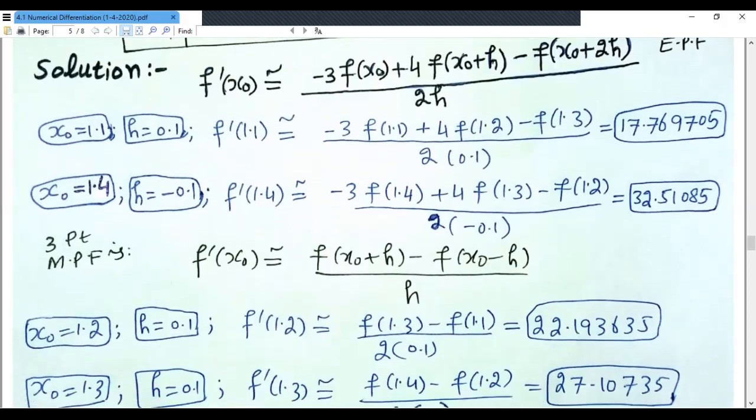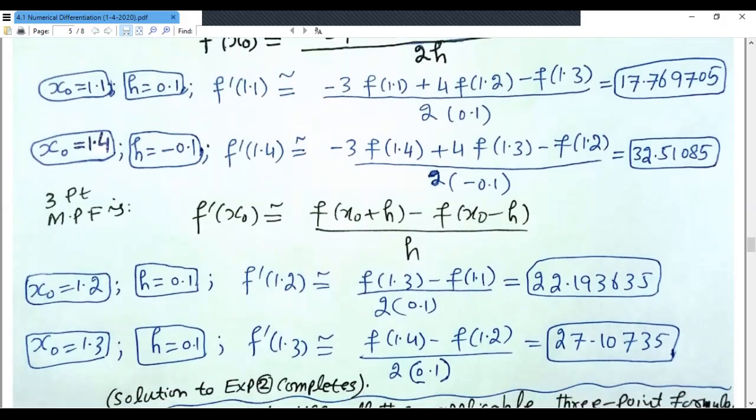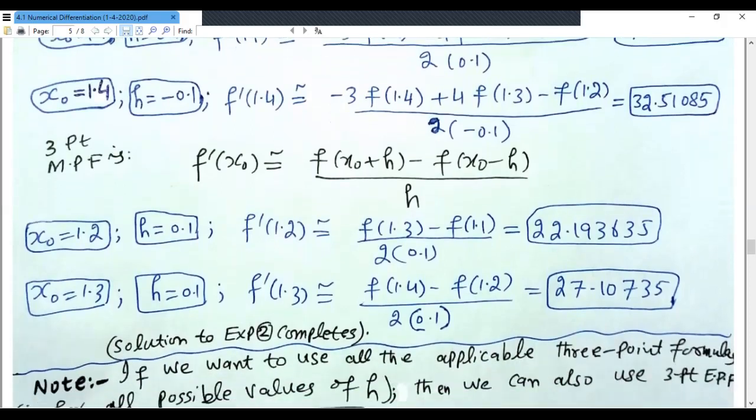Similarly, the 3-point midpoint formula can also be applied for the given data. If we use x naught equal to 1.2 and h equal to 0.1, then f dash of 1.2 will be f of 1.3 minus f of 1.1 divided by 2 into 0.1. And if x naught is 1.3 and h is 0.1, we can also use this formula again in this case.